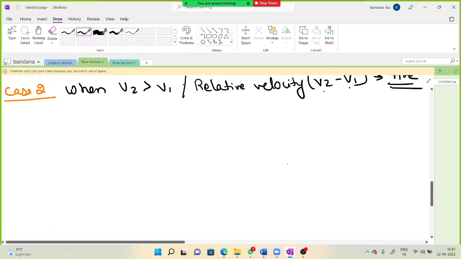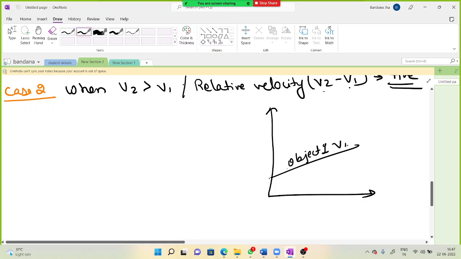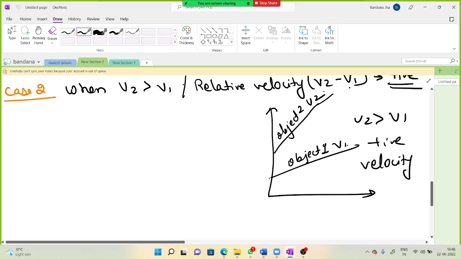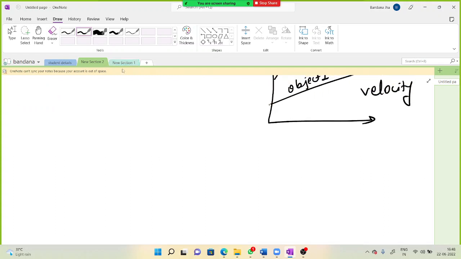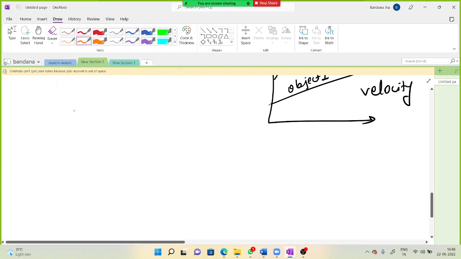Now the graph will be what? This is your object 1, the same object 1, with velocity V1. And the velocity of object 2 will be like this, suppose, with higher speed. So here V2 is greater than V1, so it is a positive velocity. Fine. Now case number 3. Understood? Yeah, ma'am. Very good.